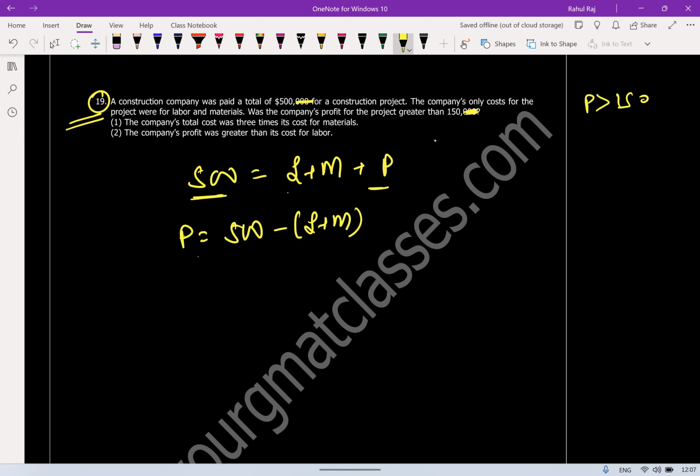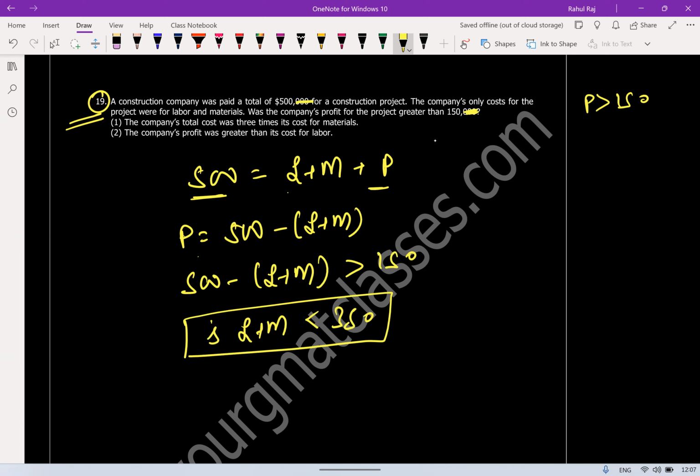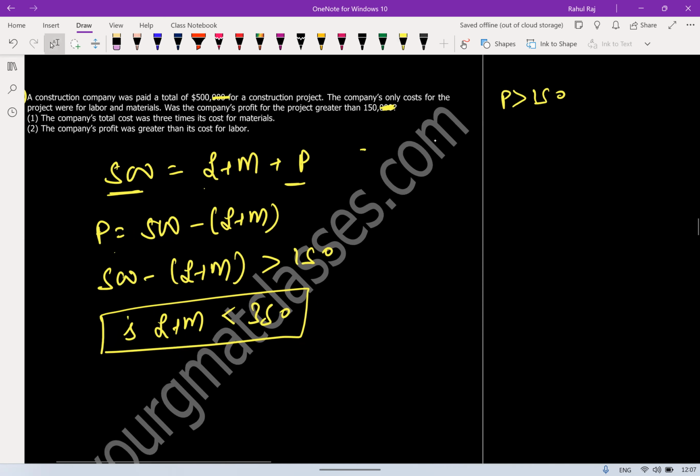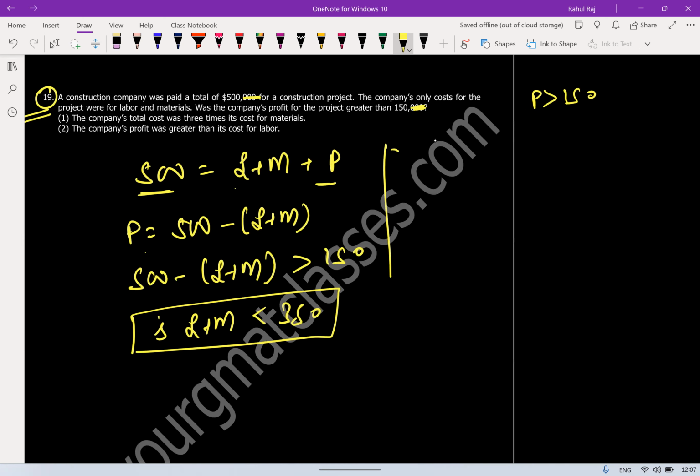So P is nothing but 500 minus L plus M. Is this greater than 150? That is nothing but, is L plus M less than 350? Did you understand what the question is? Your question is, is L plus M less than 350? That's it. I hope I'm making sense.